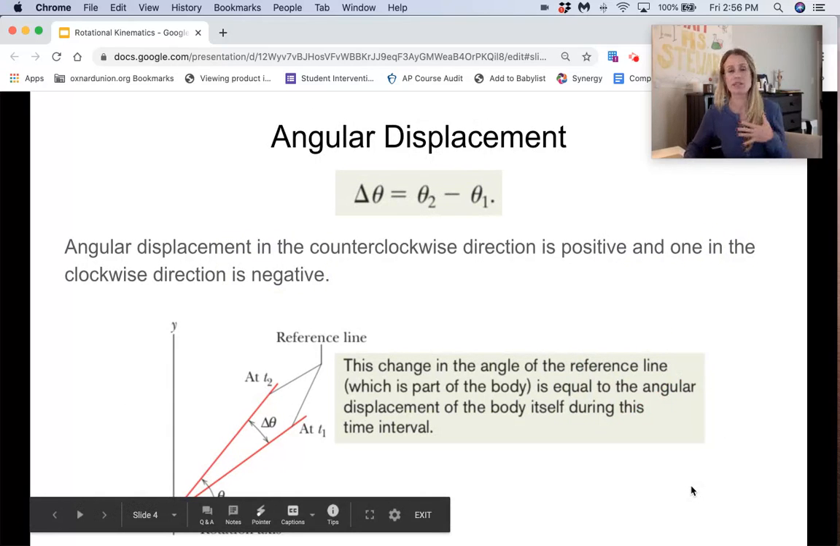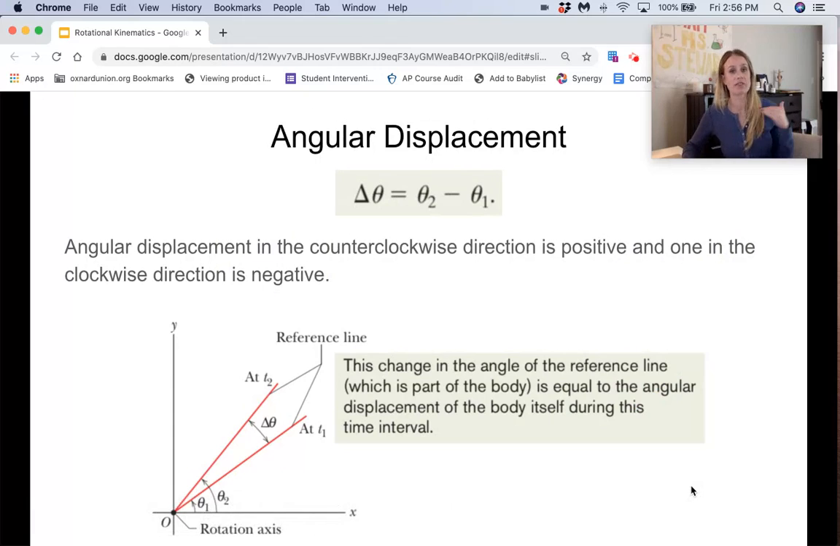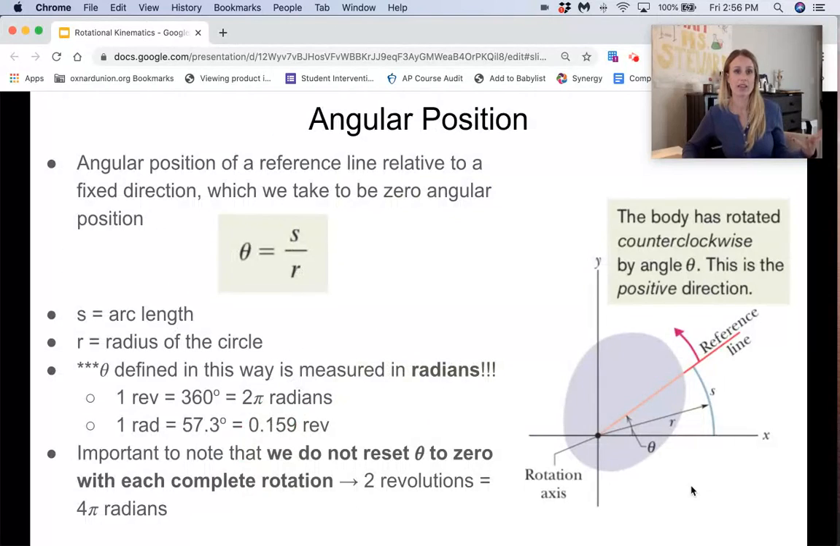Now, of course, that was angular position. We also have angular displacement, just like we have linear displacement. So angular displacement in the counterclockwise direction is a positive direction. And the same thing here with angular position, it is important to note that the counterclockwise direction is positive.